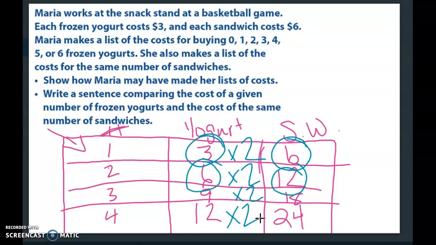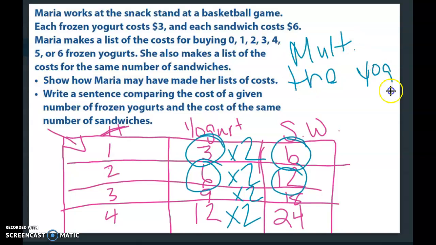So the pattern, it looks like, is you're multiplying the yogurt cost by 2. So that's the relationship in this word problem.